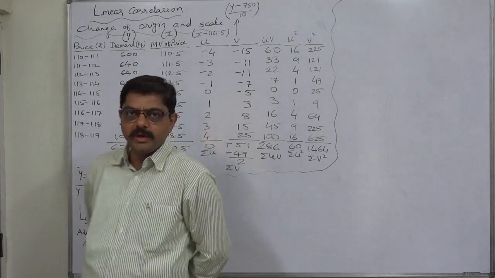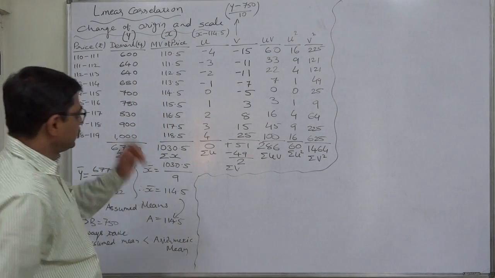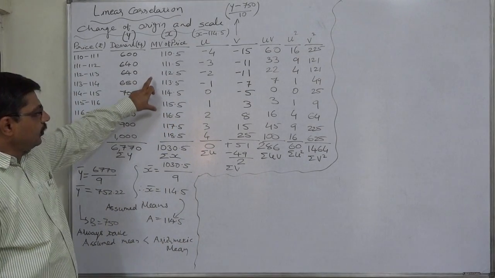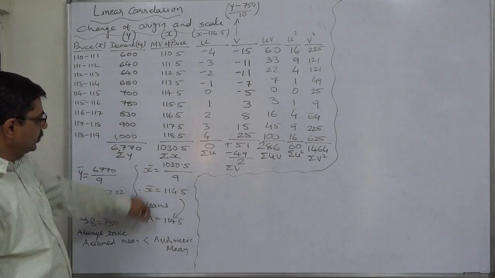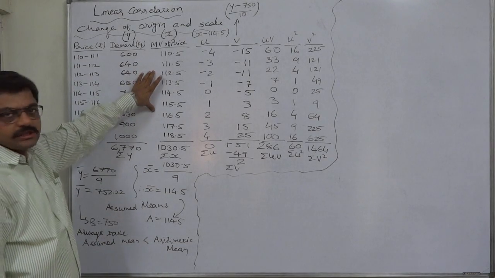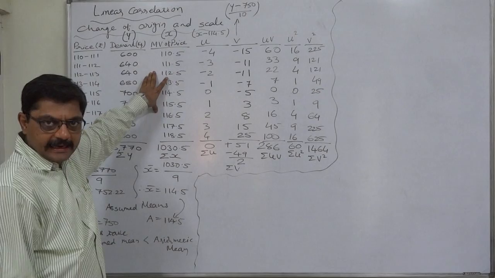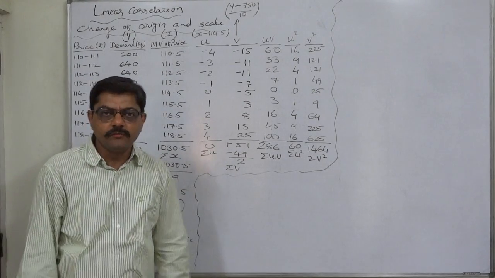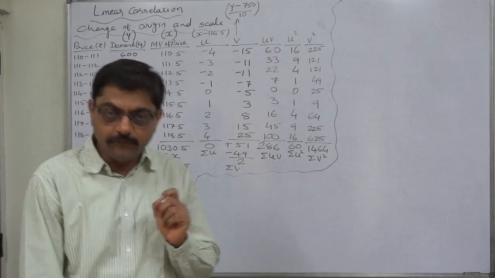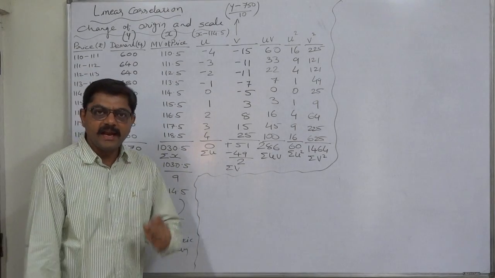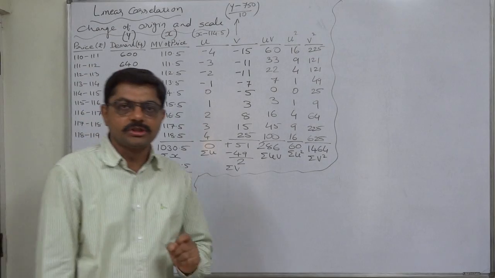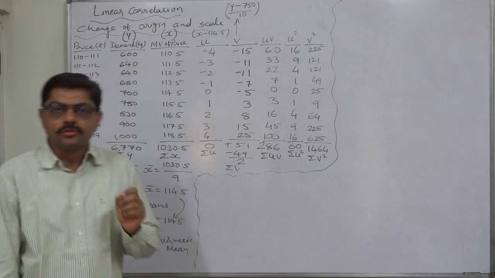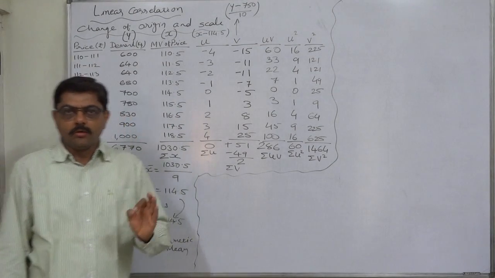First of all, what do we mean by the term change of origin? If we add or subtract any constant value in the original value of the variable and form a new variable, then it is called change of origin. Change of origin means to add or subtract any constant value to the original data.